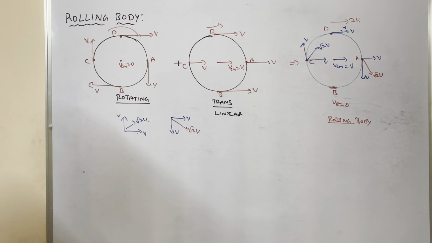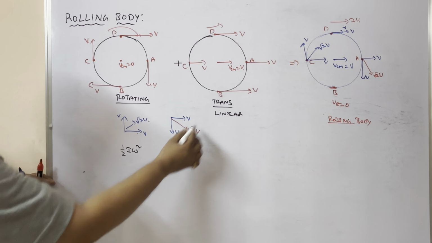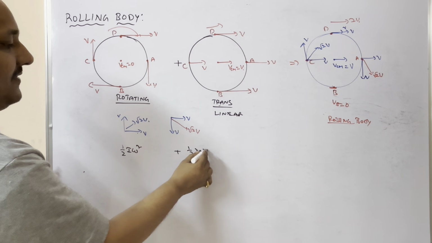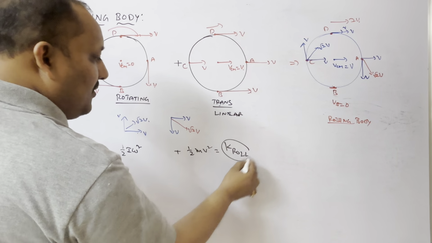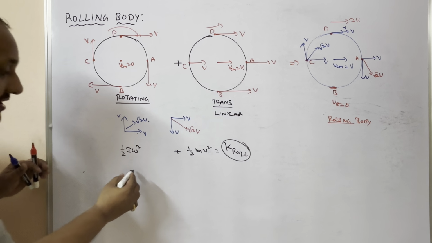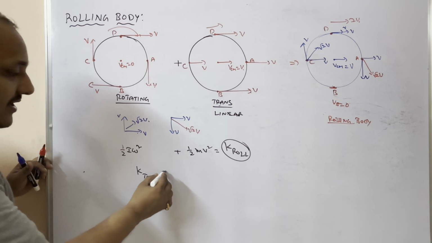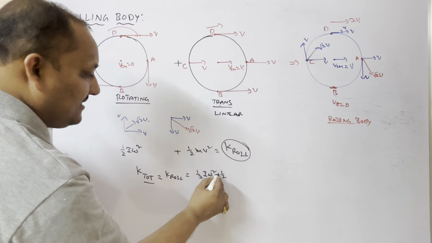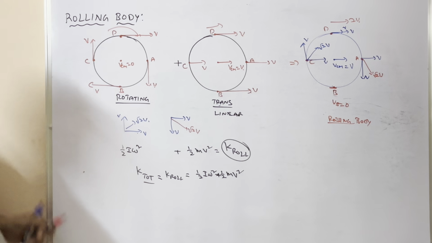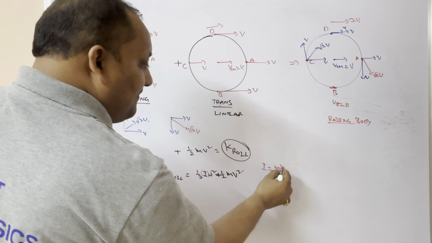Now, what is the kinetic energy of rotating body? Rotating body kinetic energy is half I omega square, and linear is half m v square. This is nothing but kinetic energy of rolling body. Total kinetic energy of rolling body is always equal to half I omega square plus half m v square. Very, very important equation. And I we are going to write as m k square.